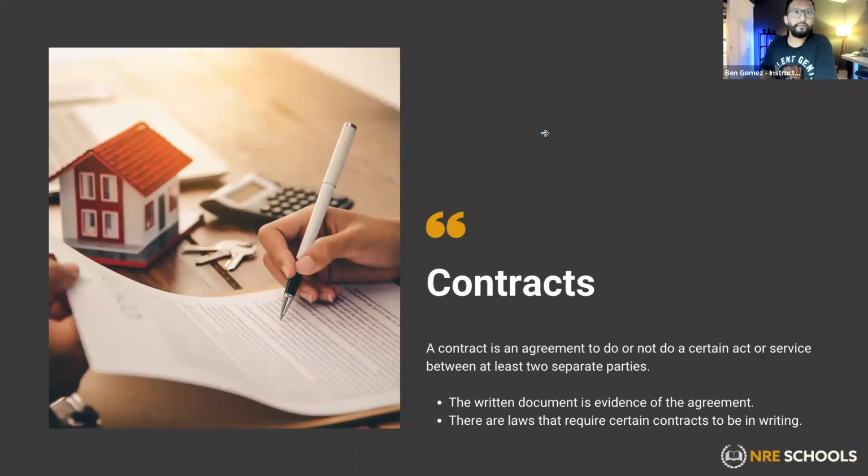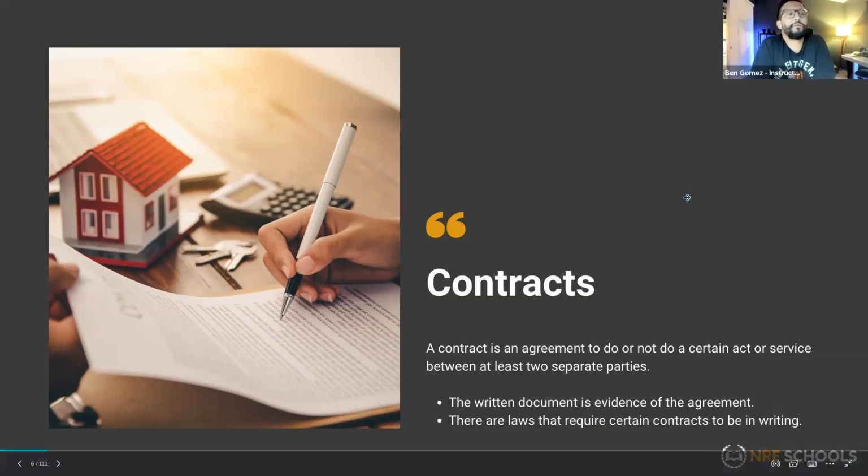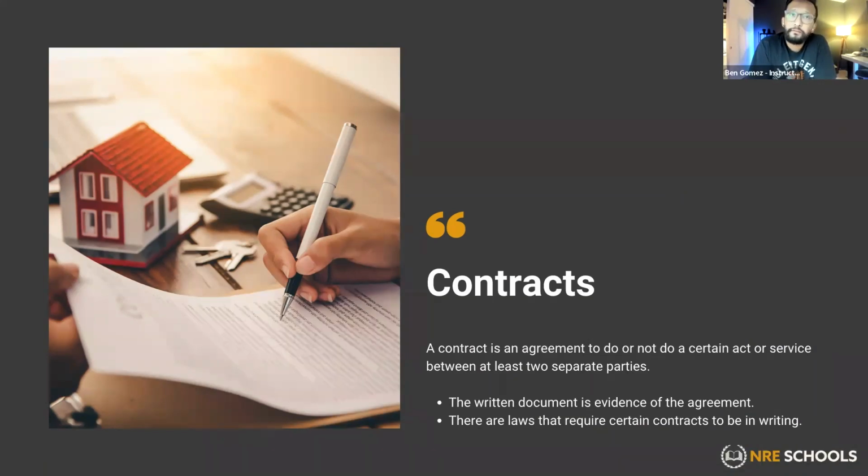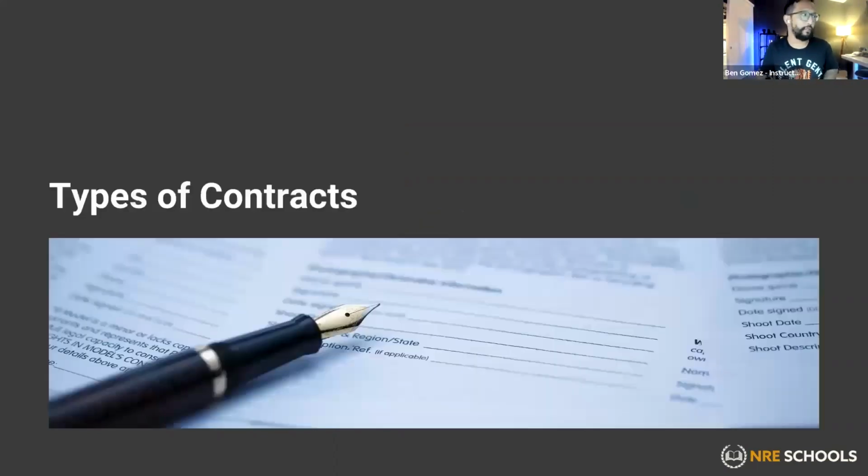Yeah, I like it. It's an agreement. It's an agreement to do or not do certain acts, services between 2 separate parties. That is what a contract is. Typically a written document is used for a contract. And there are laws that require certain contracts to be in writing, but there are contracts that are not in writing as well. So a contract is an agreement to do or not do something.